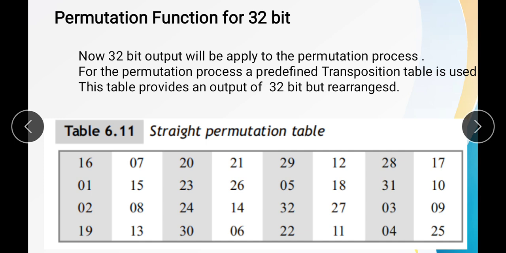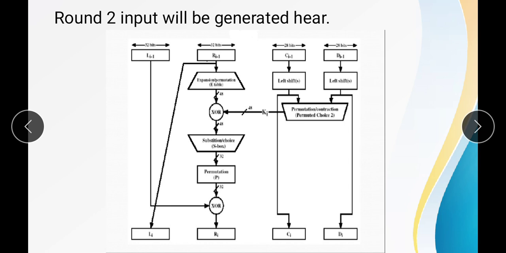Means the 16th bit of the output will be placed first, the 7th bit of the output will be placed second, the 20th bit will be placed at the third position, and so on. This is the transposition table we have to apply on the 32-bit output of the S boxes. We can see here this 32-bit output of the S box is permuted again. We are performing permutation here, rearranging the data using the transposition table, and again we'll get a 32-bit data output.